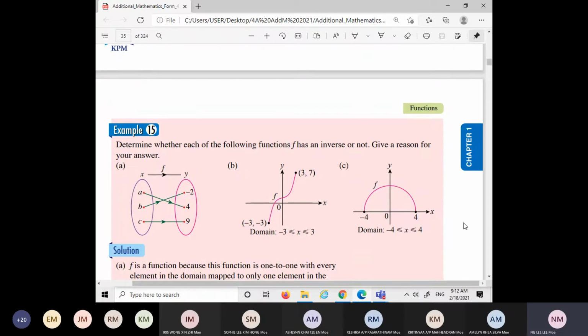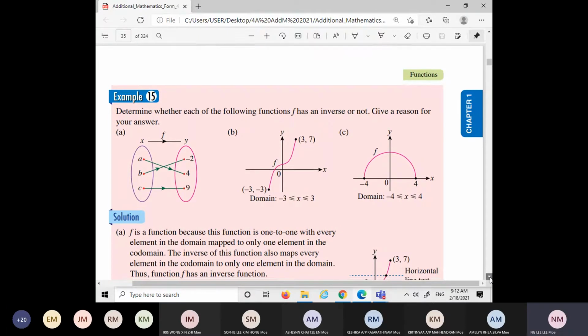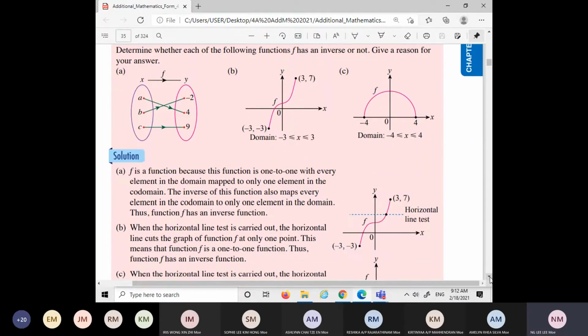Okay, example 15. That day you have learned the horizontal line test. So this is an example. We use the horizontal line test to test whether the functions have an inverse or not. So we go through one by one. For A, we didn't use a horizontal line test because there is no graph given. It's a mapping given.